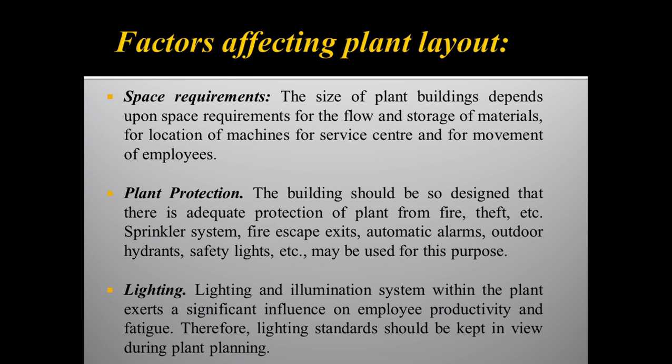Lighting. Lighting and illumination system within the plant exerts a significant influence on employee productivity and fatigue. Therefore, lighting standards should be kept in view during plant planning.